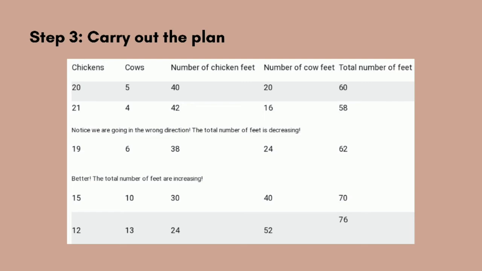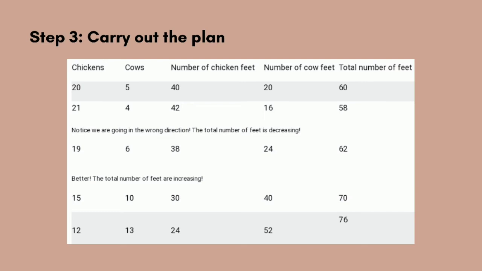Notice that we are going in the wrong direction. The total number of feet is decreasing, so let's change numbers. So let's say that the chickens are 19 and the cows are 6. So the number of chicken feet is now 38 and the number of cow feet is now 24. So the total number of feet now is 62. That's better because the total number of feet is already increasing.